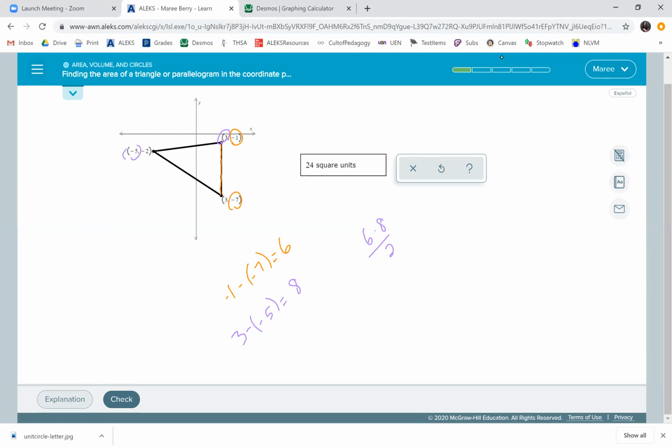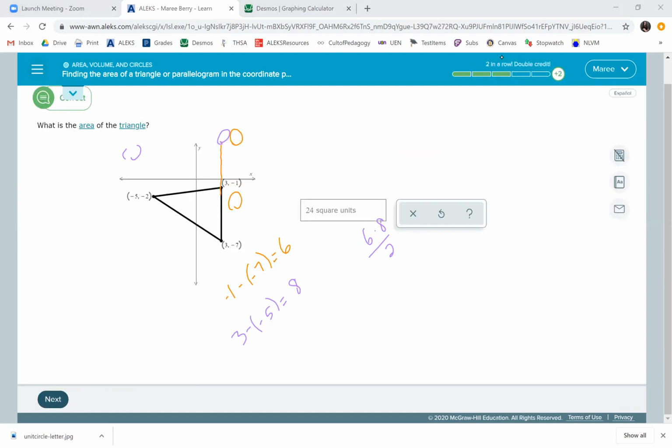I actually did half of 8 is 4, and 6 times 4 is 24. That's how I did it. Or you could do 6 times 8 is 48 divided by 2 is 24. Either way, lots of ways to do the math there.